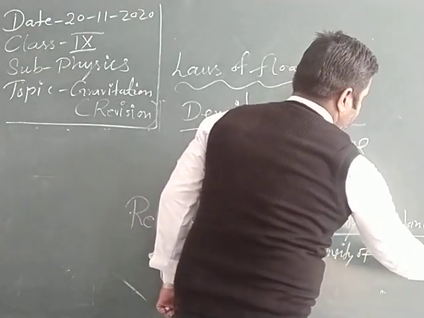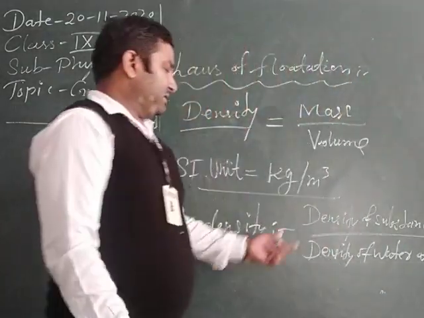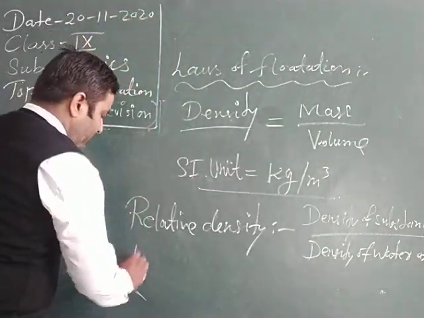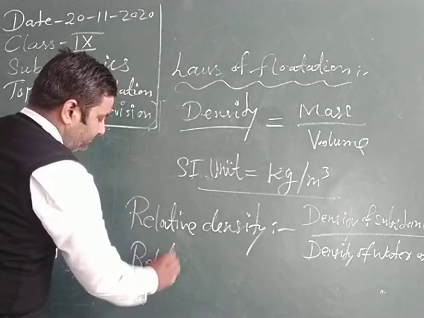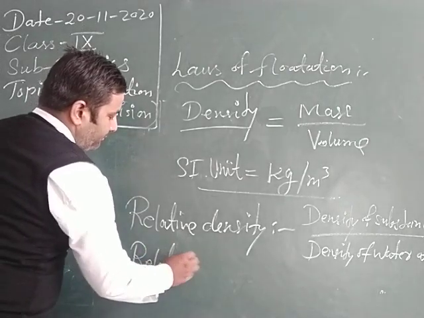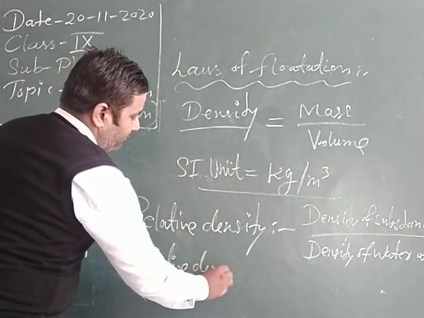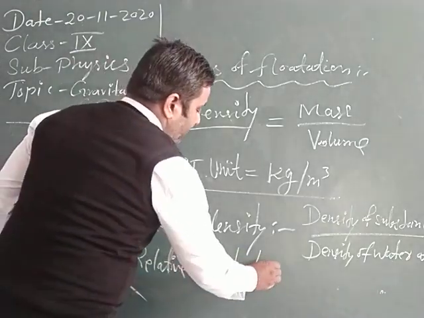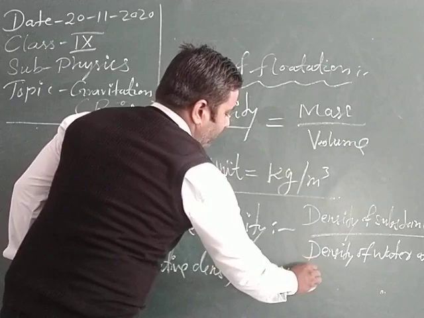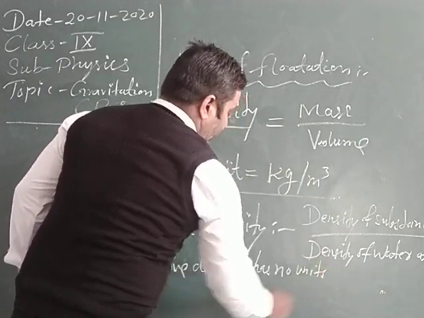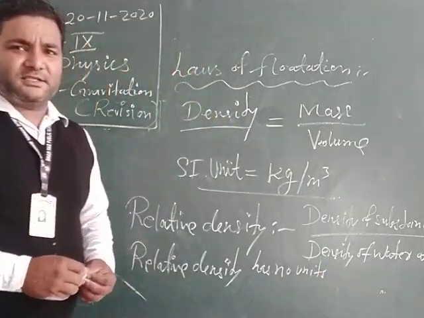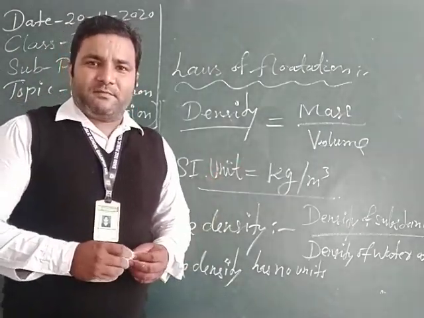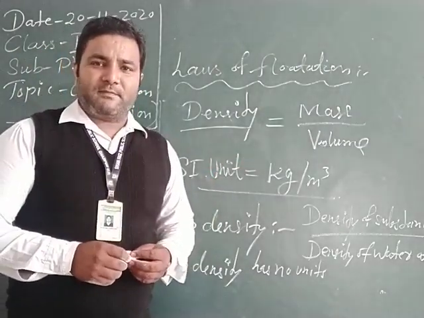Clear? Here, with density in the numerator and density in the denominator, it means relative density has no unit. Relative density has no units. Clear? So the terms in flotation are also clear.